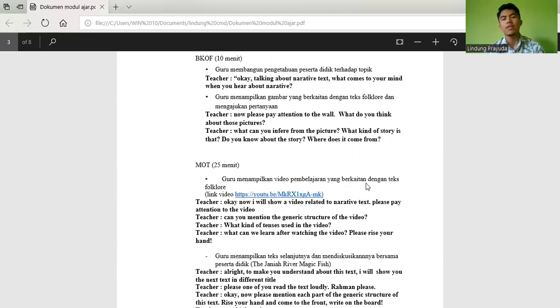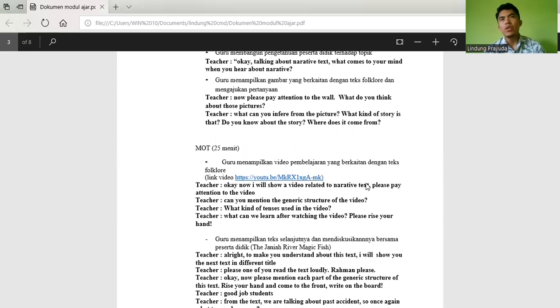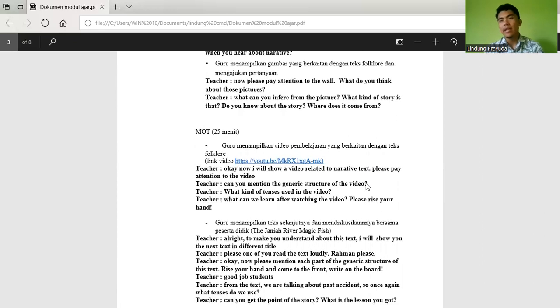And the second is modeling of the text. After stimulating the students with the picture, and the students are ready with the topic, the teacher will show the learning video. It is about the legend of Danau Toba, and the teacher will show the video on an infocus with the speaker. Okay, now I will show you a video related to narrative text. Please pay attention to the video.